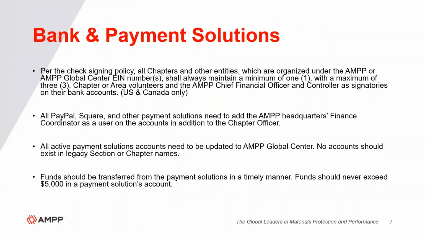The reason we ask you to do this is, if there's ever a change in officer or something happens, we are still able to help facilitate you getting access to those payment solutions. And then for all active payment solution accounts that we mentioned above, please make sure you're updating those to the AMP Global Center. No account should have existing legacy section or chapter names at this point. And then for the funds sitting in those payment solutions, we just ask that you transfer those monies in a timely manner to your bank accounts. Those funds should never exceed $5,000 in those payment solution accounts.